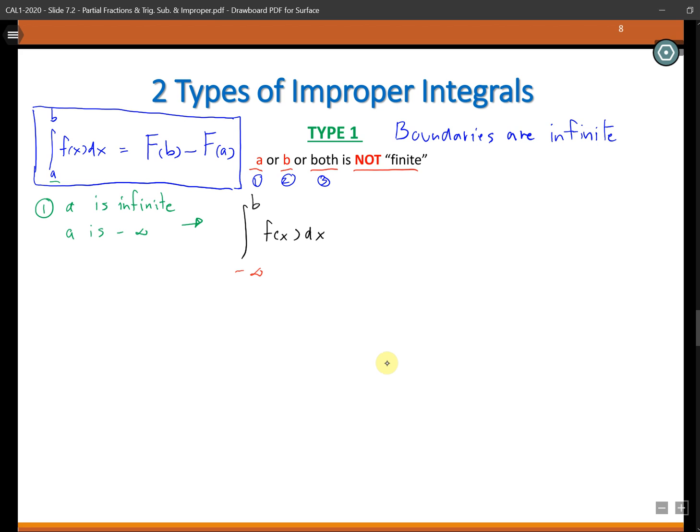Now, scenario 2 is when b is infinite. So what happens here? As you can see here, b is the upper bound, and it is infinite. It means that b is positive infinity. So in terms of integral notation, you are going to have this. There is no problem with the lower bound. We keep it as a. f(x) the same, dx. But the upper bound becomes infinite, and we have this. Scenario number 2.